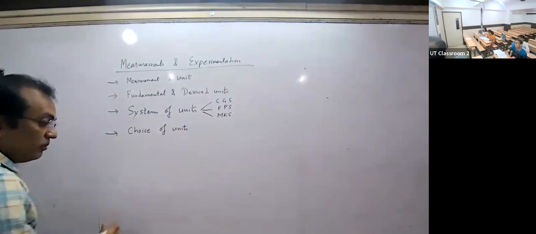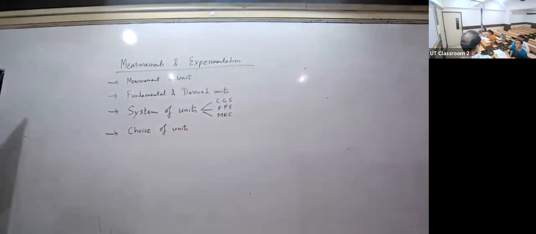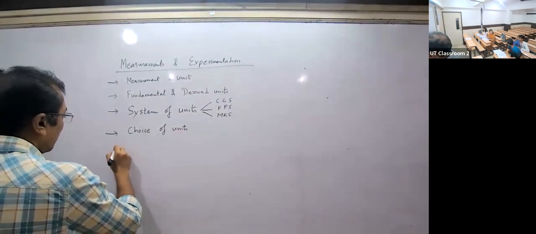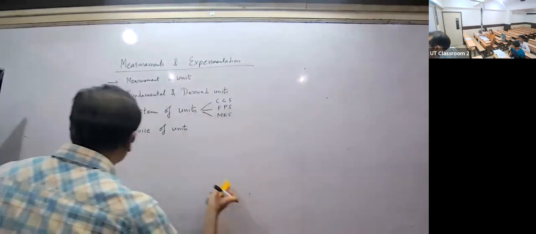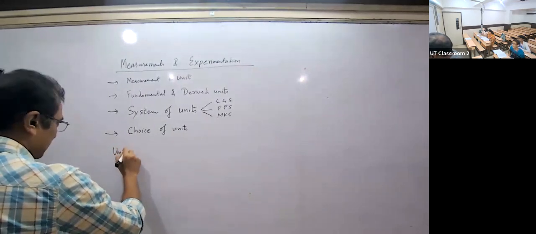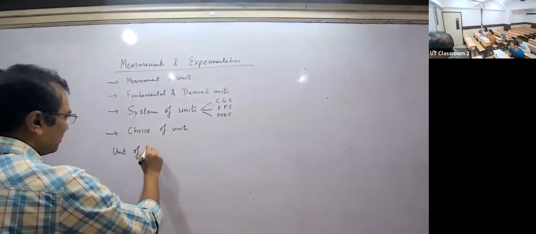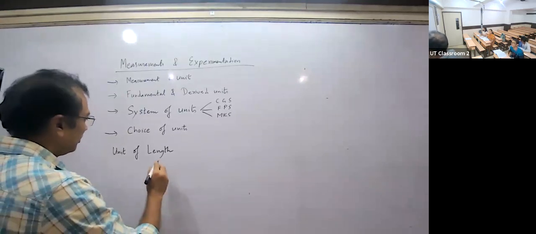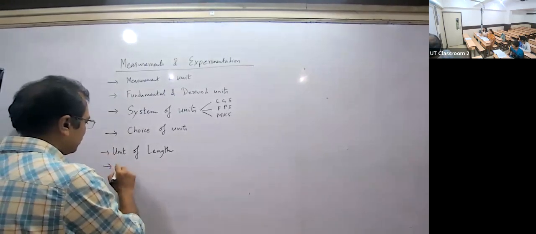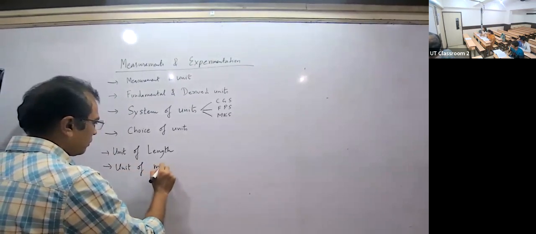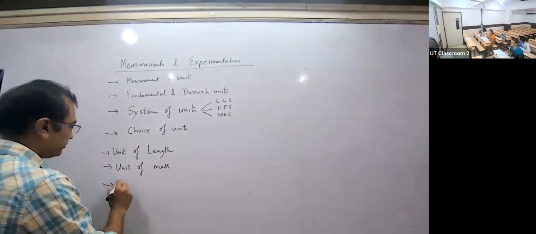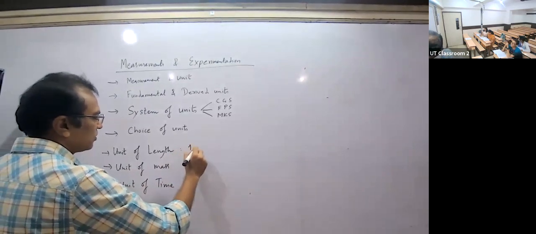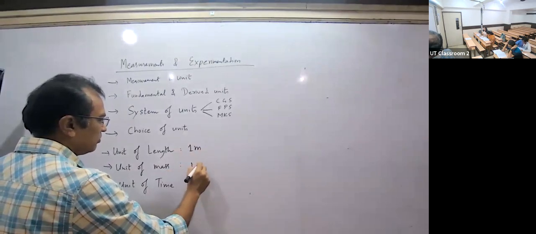Then, did we define what is 1 meter, what is 1 second? One meter, right? Unit of length. Yes, sir, we have done that. The light travels. Exactly. 1/299792458. Correct. So I said you need not remember it. So unit of length means what is it? And we have already discussed unit of mass. And what is unit of time? Length is 1 meter, then 1 kilogram, 1 second.